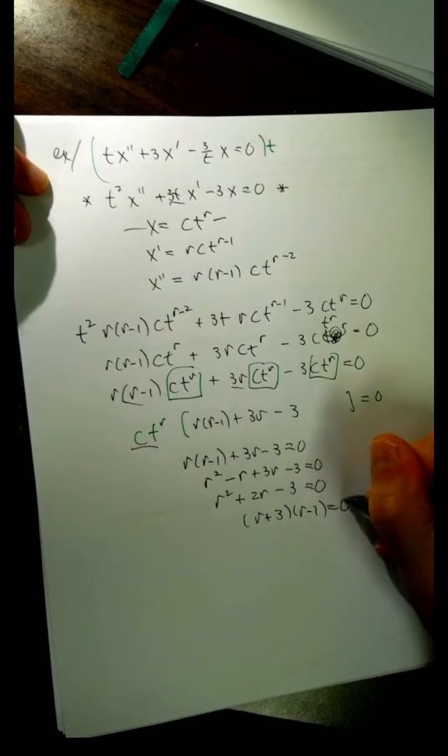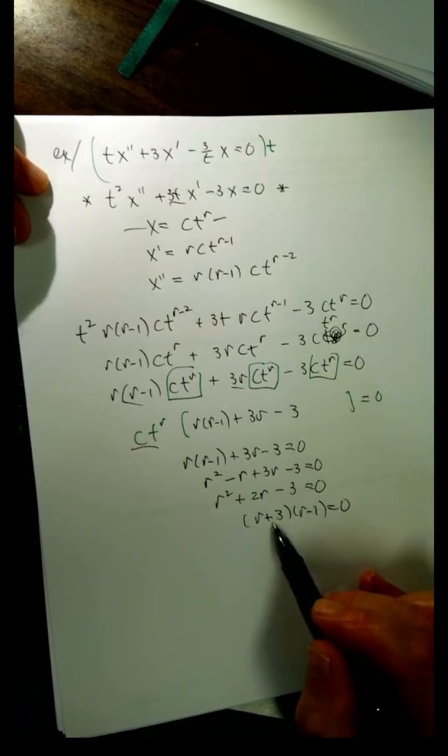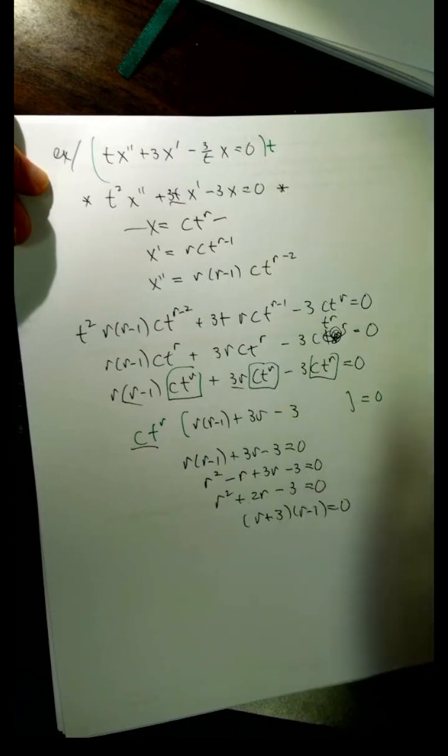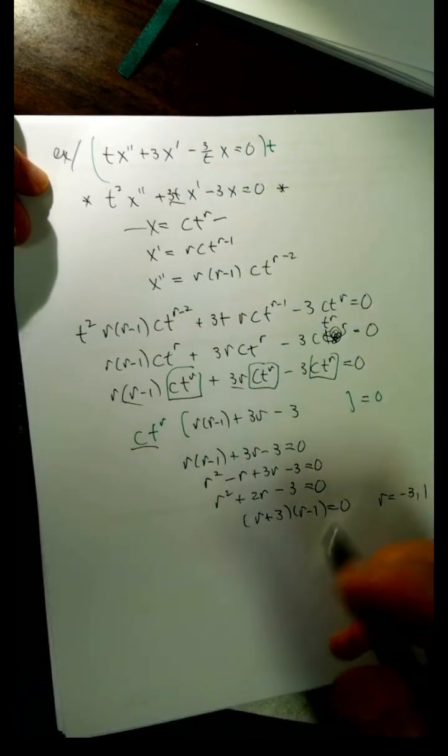It's going to be r plus 3, r minus 1. Is that correct? So it gives me a 3r minus r is 2r. 3 times minus 1, yep. So I get minus 3 and 1, so this one comes out to be nice.